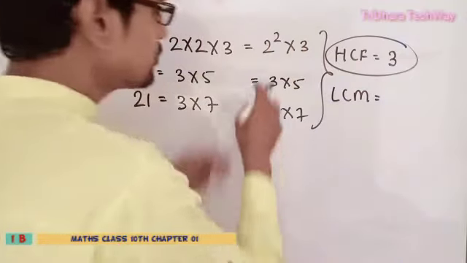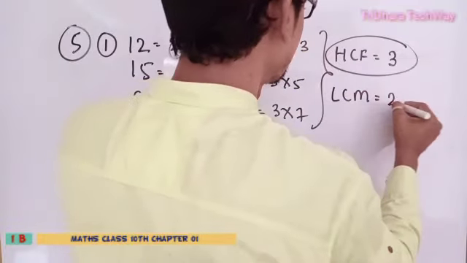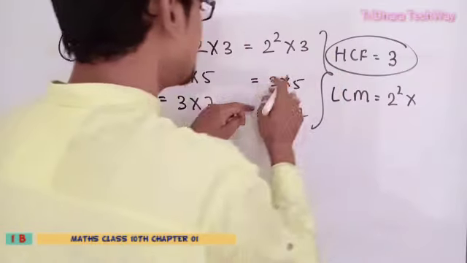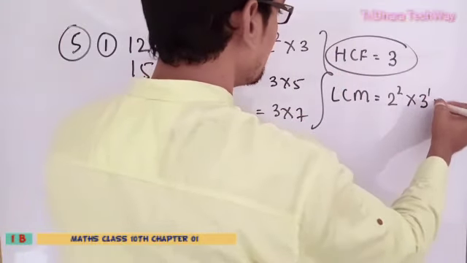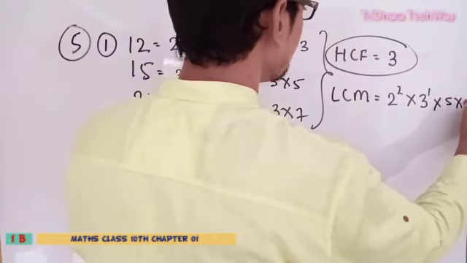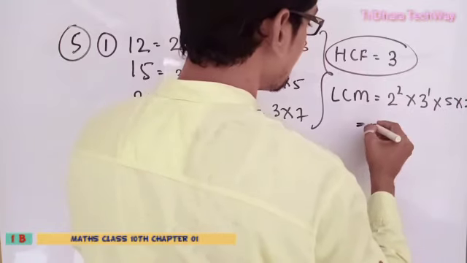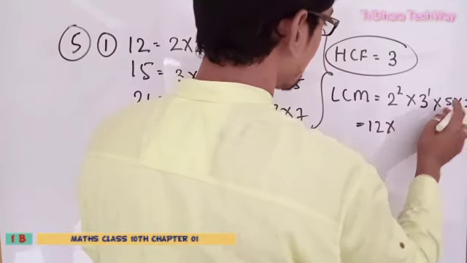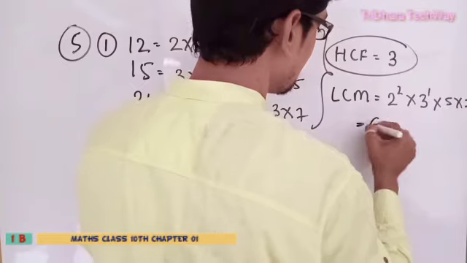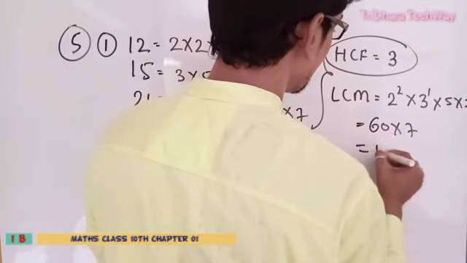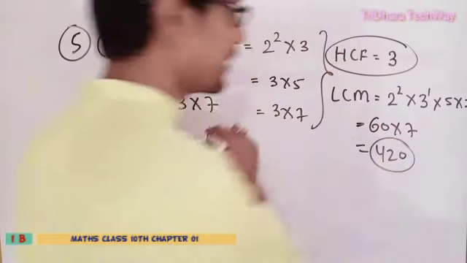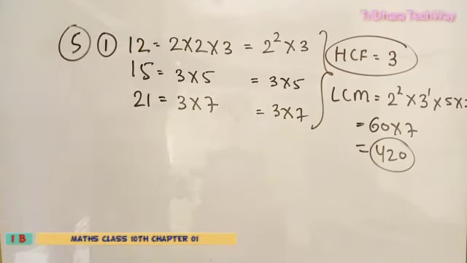In the case of LCM, use the highest power value. It means 2 power 2, 3 power 1, into 5 into 7. 2 squared is 4, 4 into 3 is 12, 12 into 5 is 60, and 60 into 7 is 420. Okay, 420. It's a big number.